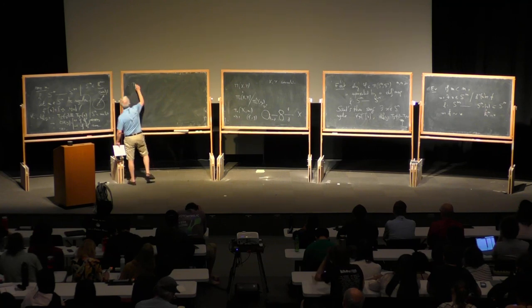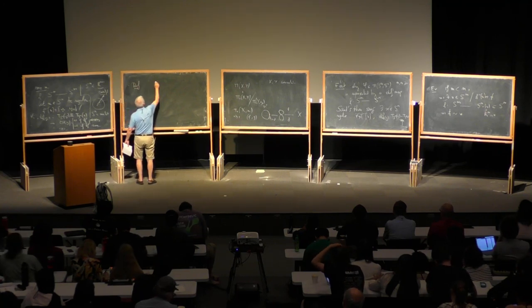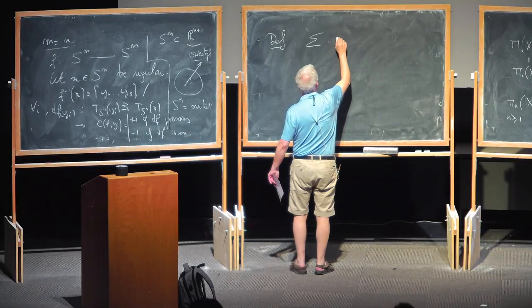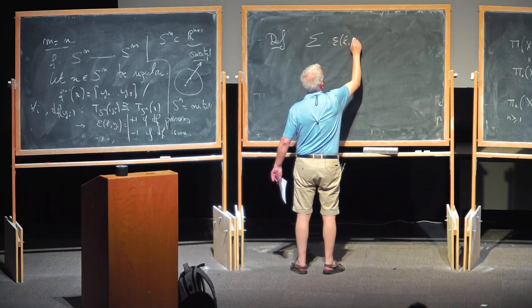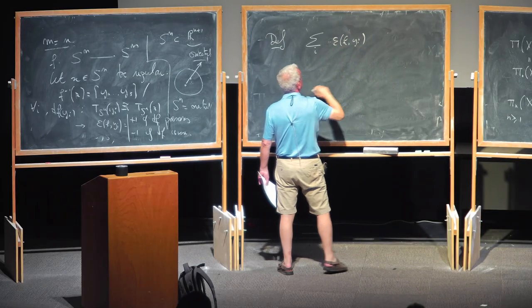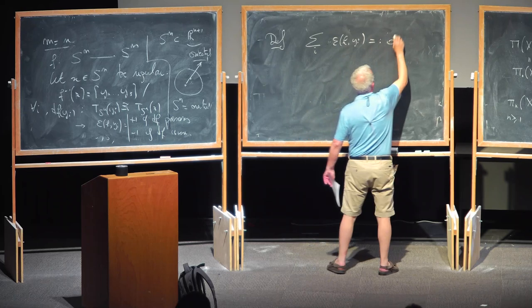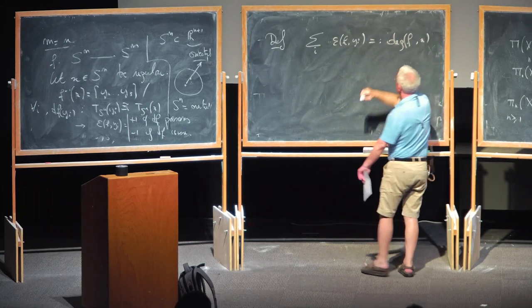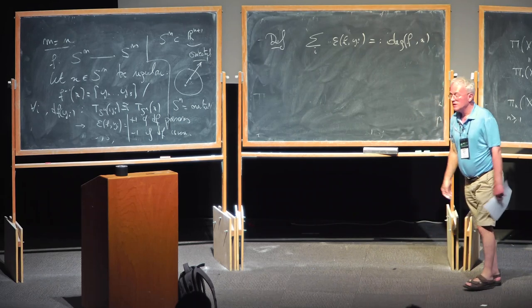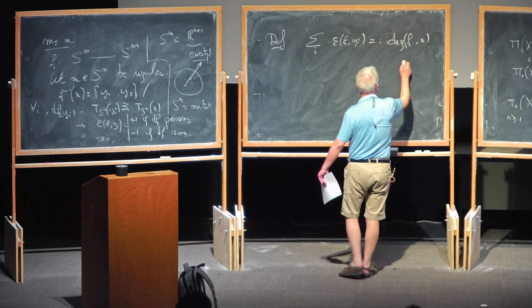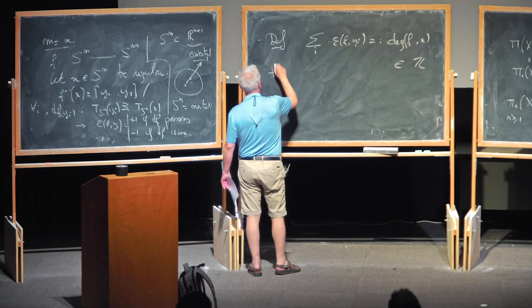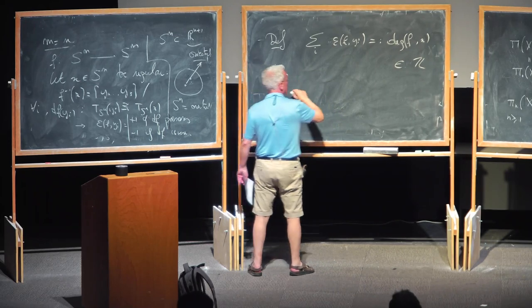Definition: the sum of the signs, epsilon of f at each yi here, is called the degree of f at x, x being a regular value. So one of the theorems, so it's an integer, of course, and the theorem proven by Brouwer is that this is independent.